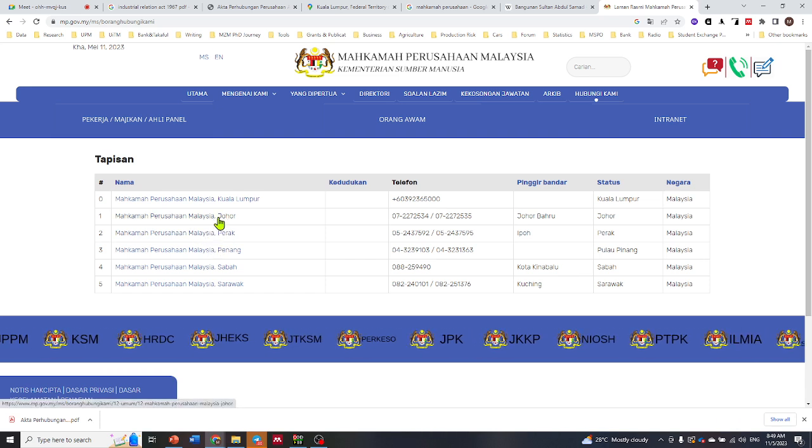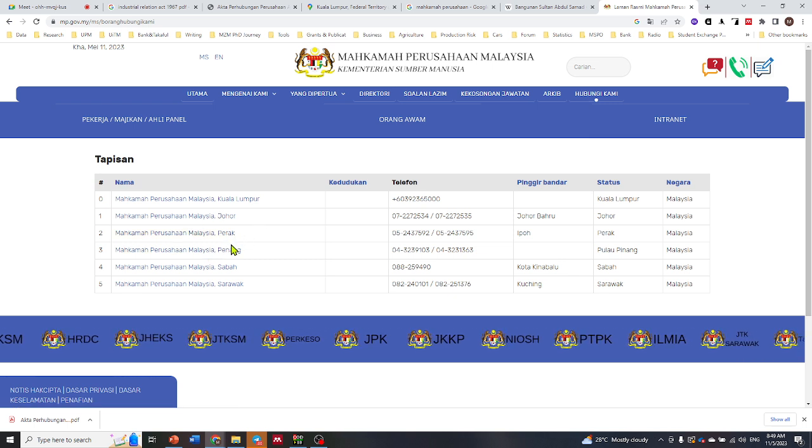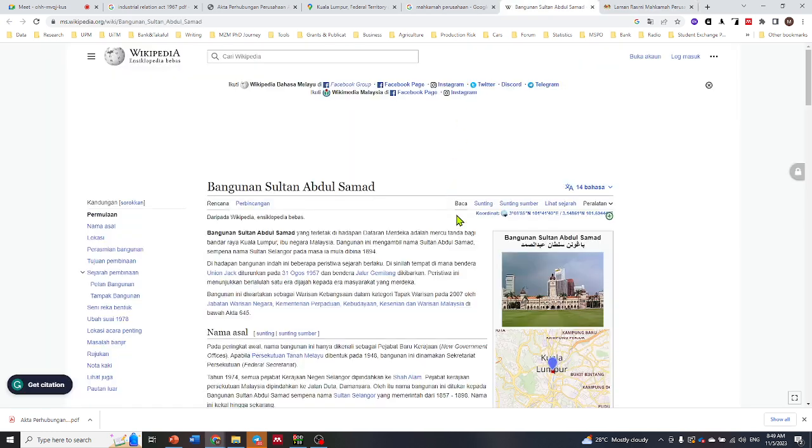Sebab dulu saya pernah jadi saksi dalam satu kes waktu saya bekerja dalam ladang sawit tu. Saya dipanggil untuk jadi saksi di mahkamah perusahaan di Bangunan Sultan Abdul Samad tadi. Saya pelik tu, mungkin dah tutup kot, tapi pada tutup 2011. Dah lama dah kot.